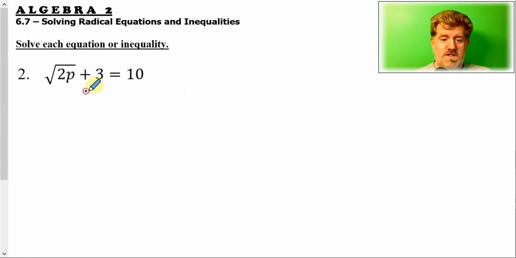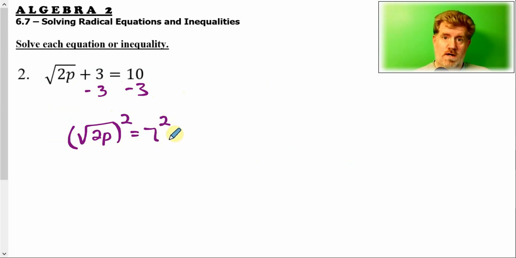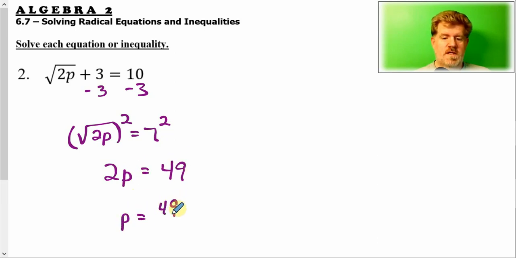Solving equations. You know how to solve equations. My goodness, you've been doing this for a long time. So subtract 3 from both sides, and you get 7. The only difference now is you have a radical. Well, it's a square root. How do you undo a square root? You square. So the square root of 2p squared is 2p. 7 squared is 49. Divide both sides by 2. That's most likely our answer, but let's check it out.